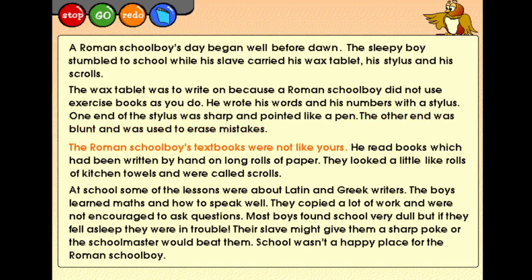The Roman schoolboy's textbooks were not like yours. He read books which had been written by hand on long rolls of paper. They looked a little like rolls of kitchen towels and were called scrolls. At school, some of the lessons were about Latin and Greek. The boys learned maths and how to read. They copied a lot of work and were not encouraged to ask questions. Most boys found school very dull, but if they fell asleep, they were in trouble. Their slave might give them a sharp poke, or the schoolmaster would beat them. School wasn't a happy place for the Roman schoolboy.